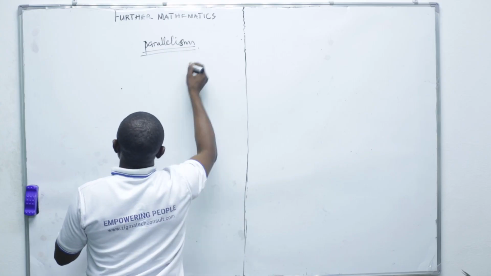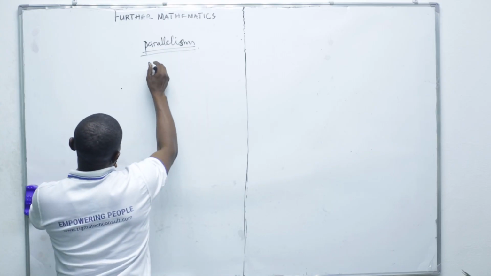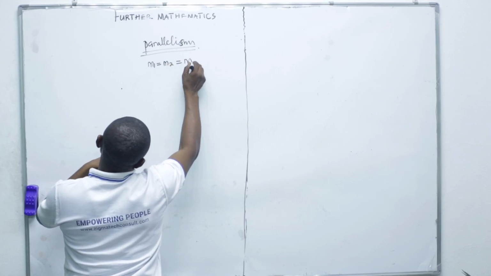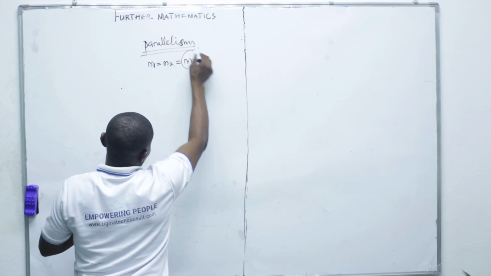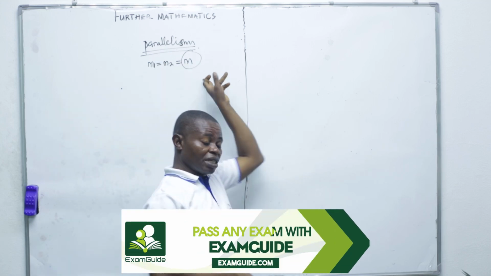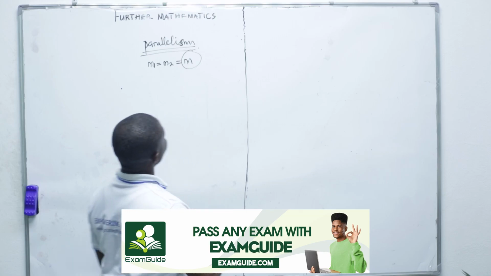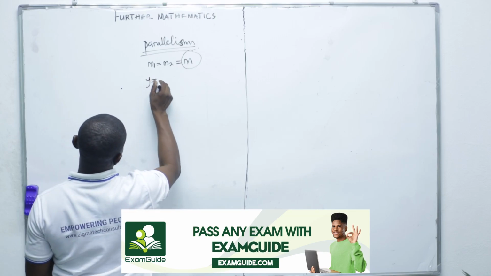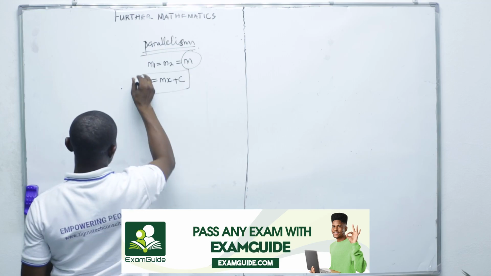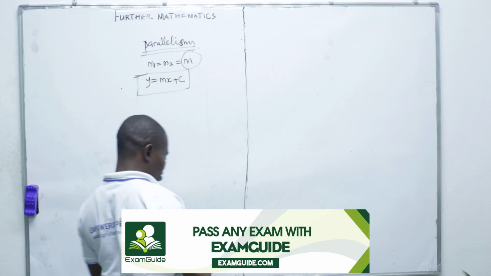Now I want to show you the rule for parallelism: m1 equals m2, meaning just the gradient. This value is the gradient, and this one is also the gradient. That's just the rule. But don't play with this one: y equals mx plus c. Don't play with it even if you're sleeping, know it even in your dream.